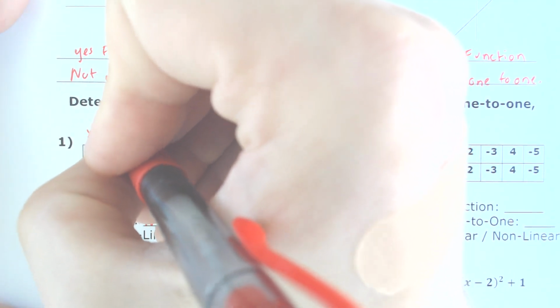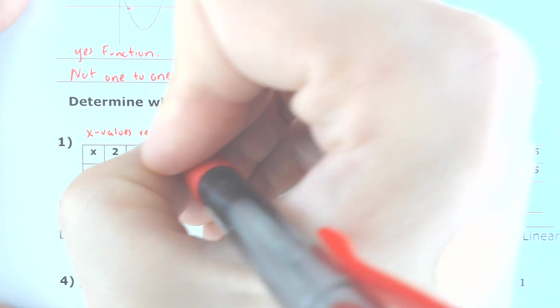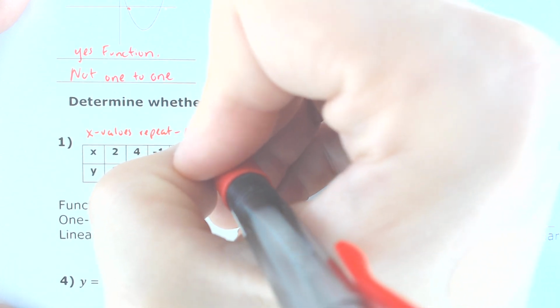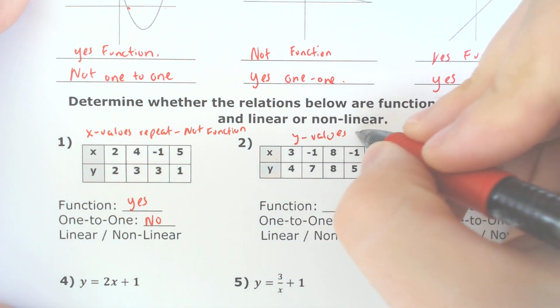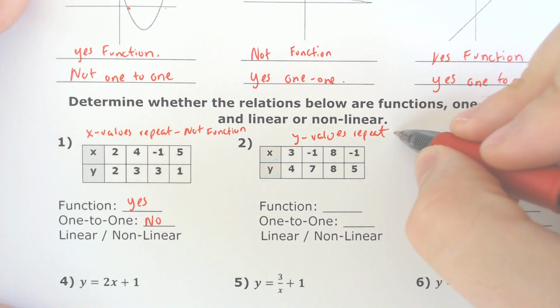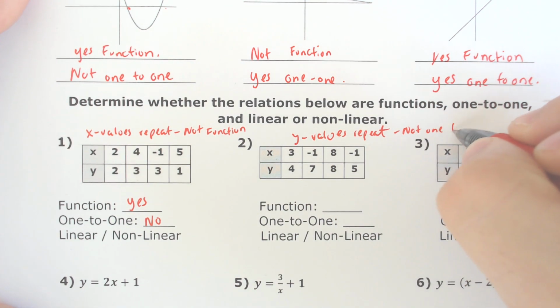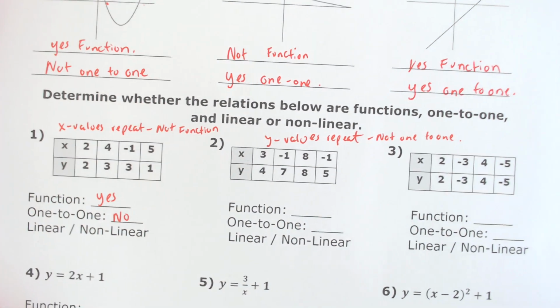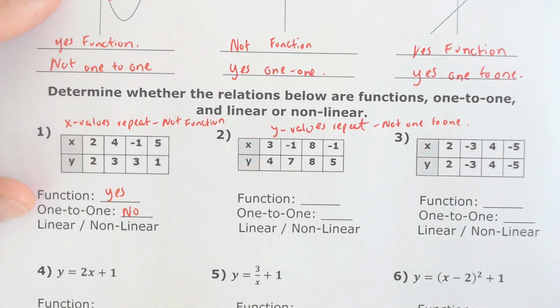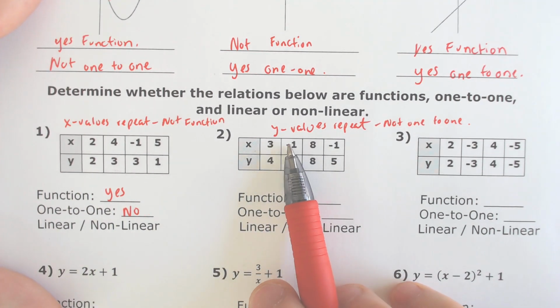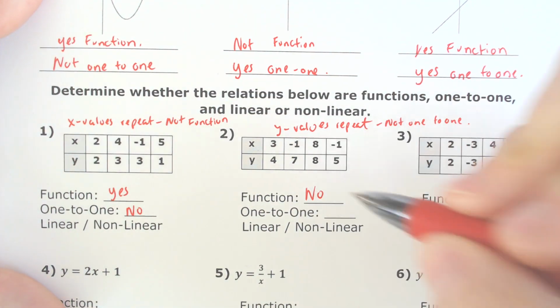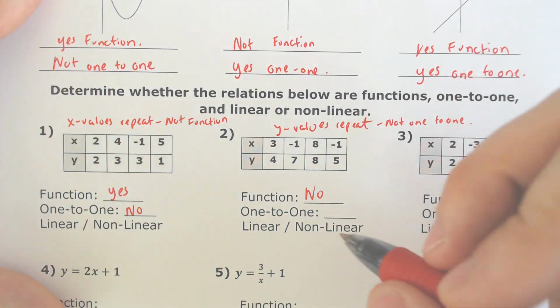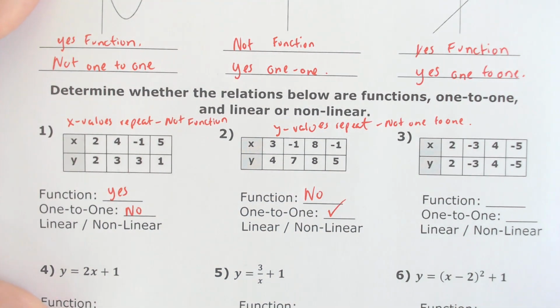So it is a function if x values don't repeat. It is not one-to-one if the y values repeat. And I might have mixed up the wording. That's why I decided to write it down. All right. Here we have a -1 and a -1 for x. So that means that it is not a function. And none of the y values repeat. So it is okay there.